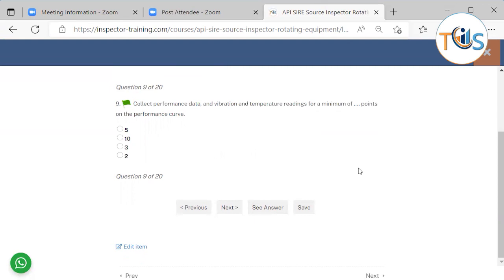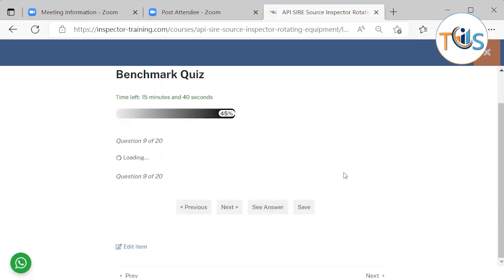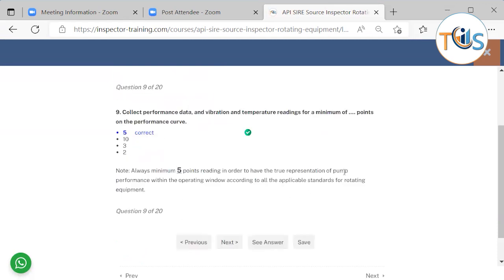Performance data and vibration and temperature readings for a minimum of 5 points on the performance curve. It's always a minimum of 5 points.